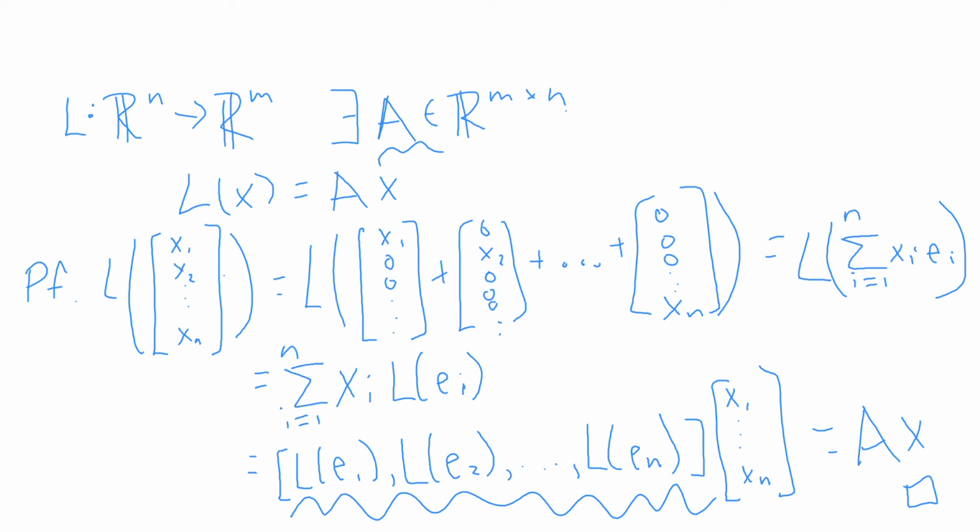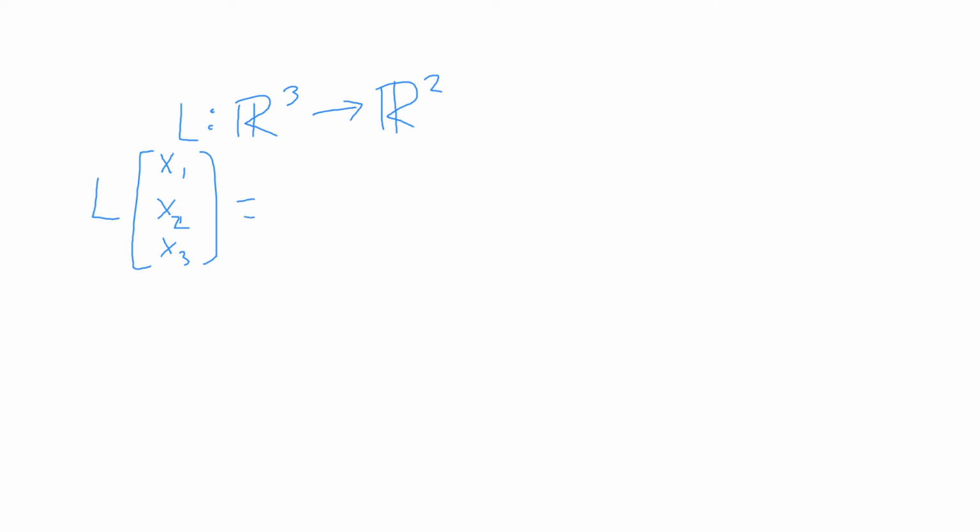Let's look at a quick example just to get a better handle on things. Let's examine the linear transformation from R3 to R2 that is represented by the linear transformation of x1, x2, x3 equals the vector x1 plus x2, x2 plus x3. We want to find our matrix A.